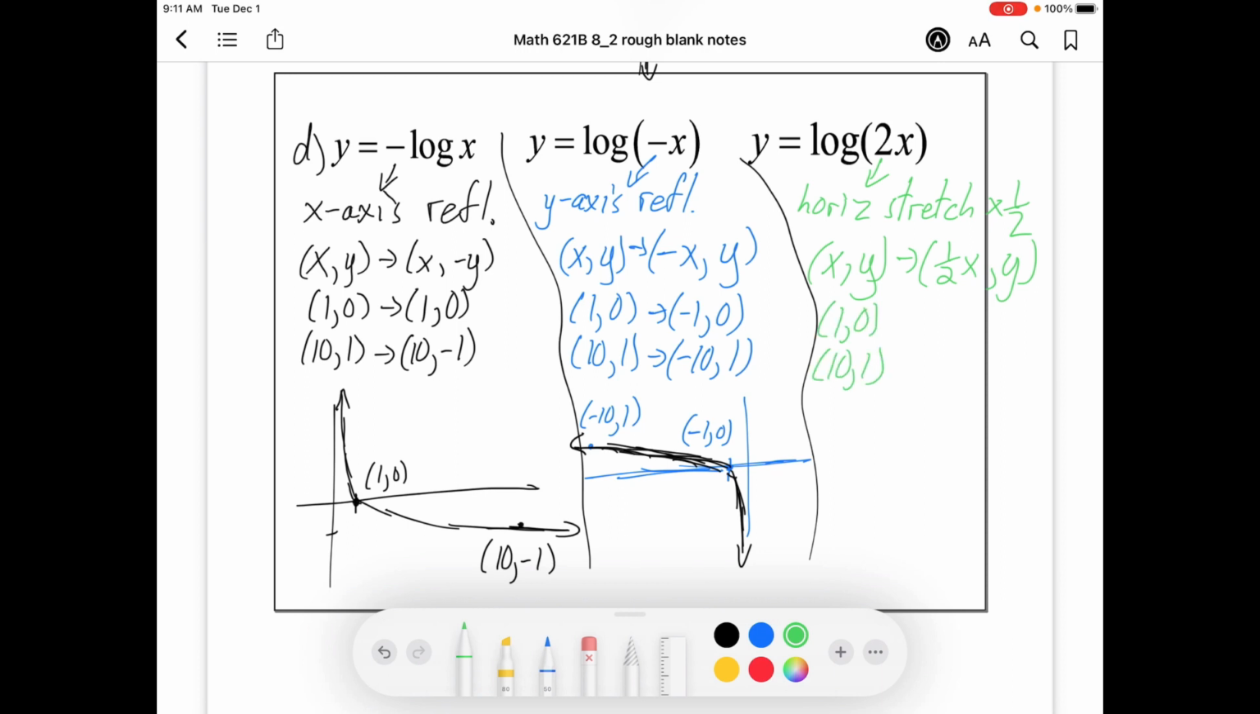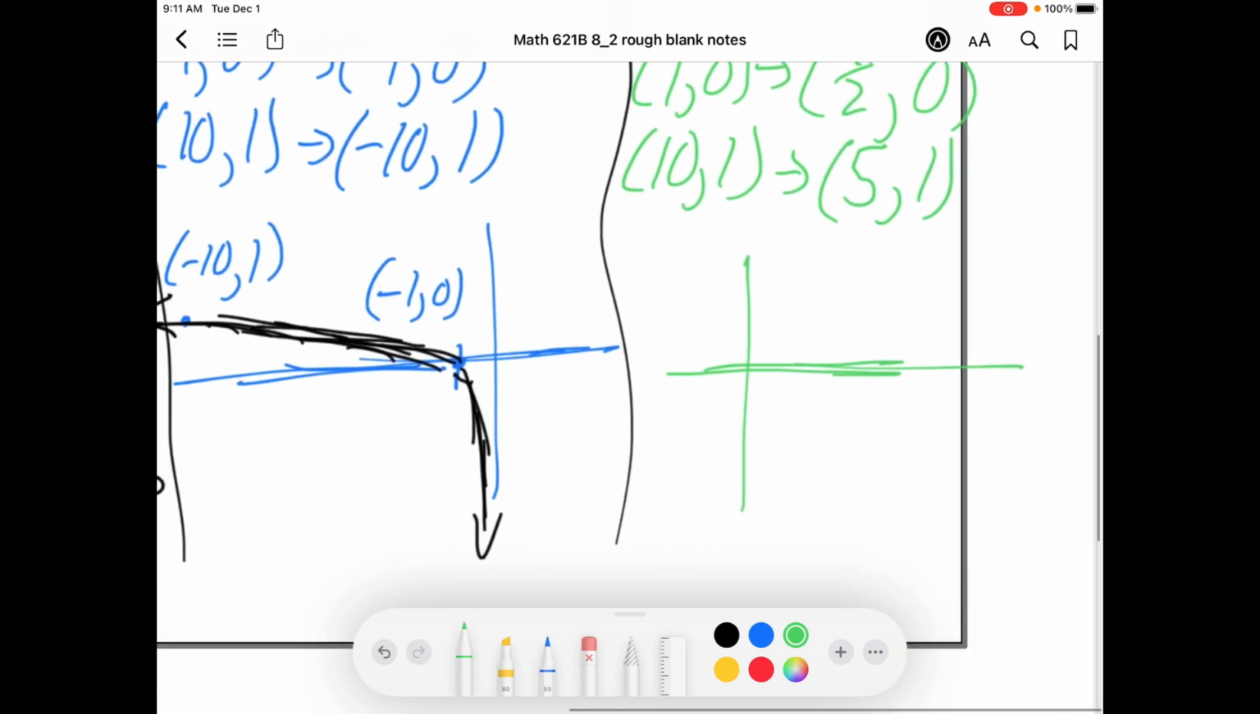Okay. And the reason that I'm using (10, 1) again is because the assumed base, if there is no base, is going to be 10. All right, let's plug these in. Half times 1 is just a half, 0. The next one, we'd have half times 10, that's 5, and 1. Now I can go ahead and sketch this graph. Maybe I'll zoom in to try and do a better job.